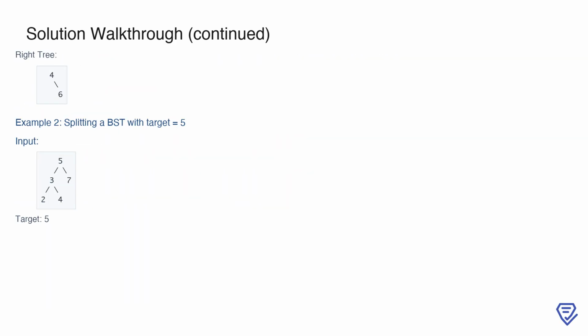The output of the split operation gives us two separate trees. The left tree is rooted at 2, with a structure where the left child is 1, and the right child is none. The right tree is rooted at 4, with a structure where the left child is none, and the right child is 6. This completes the split for the first example, where the target was 2. Let's now look at another example with a different target value.